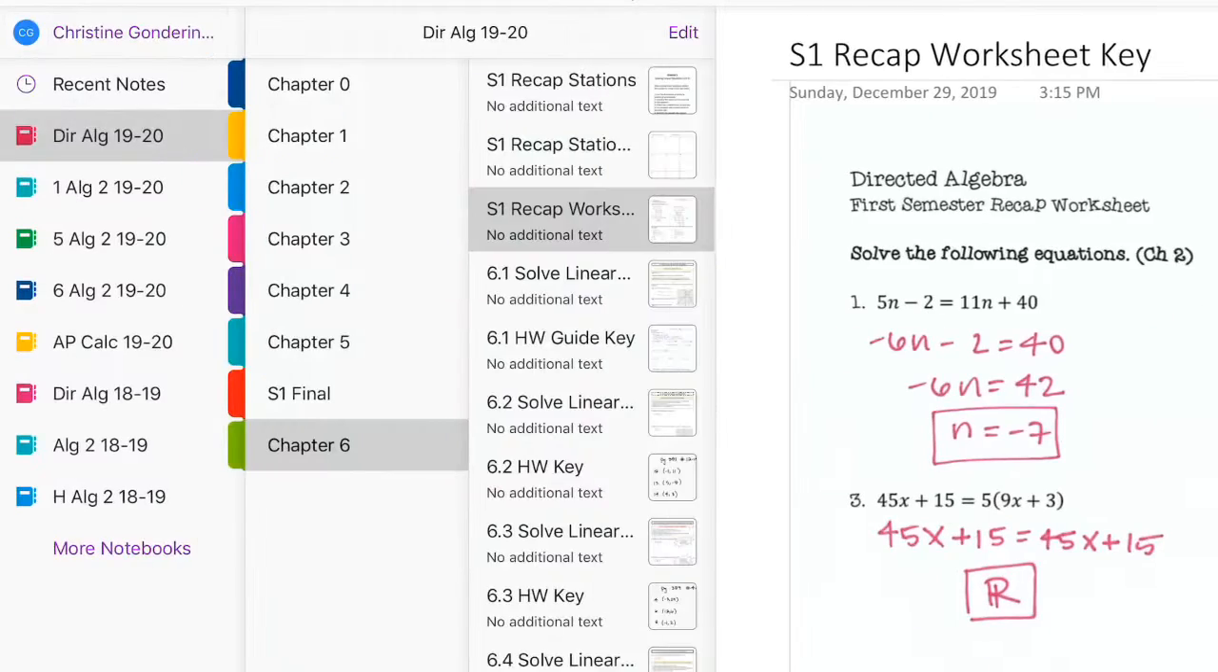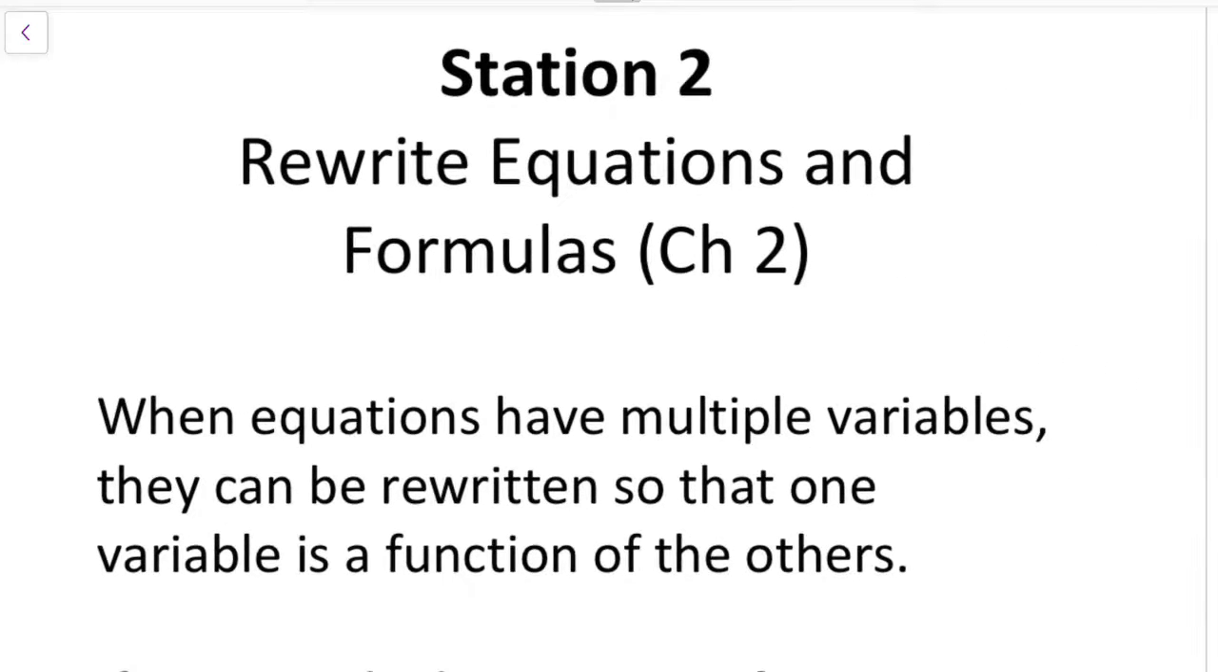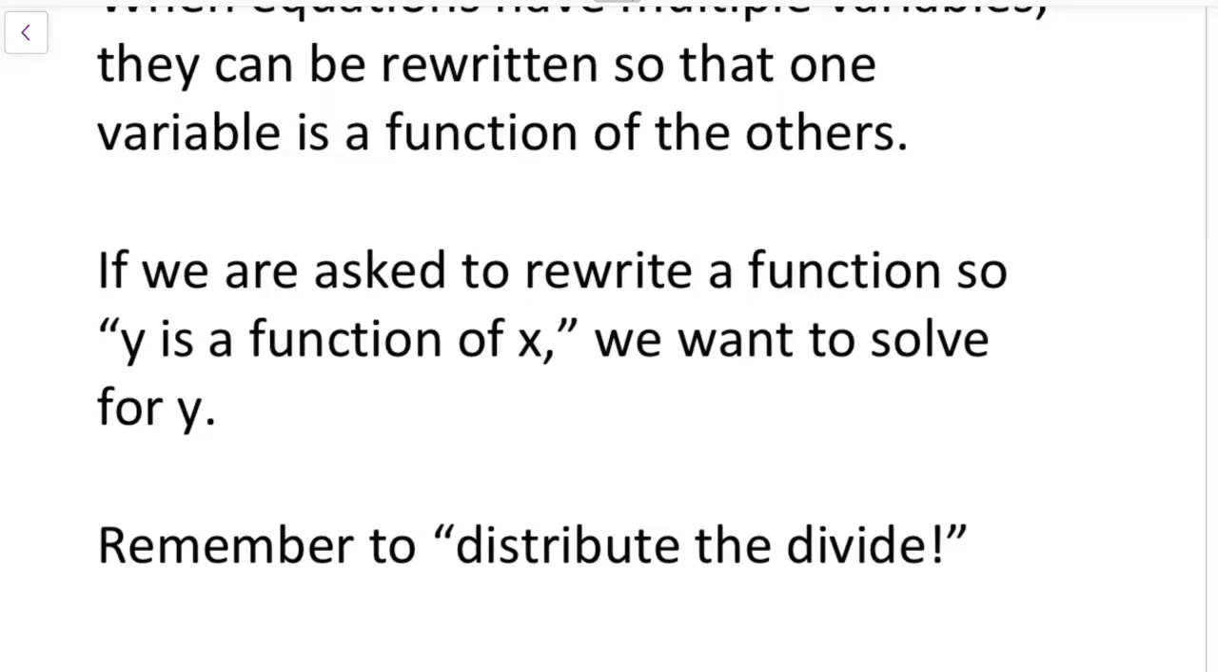Well, what is station 2 all about? Station 2 is all about rewriting equations and formulas, so rearranging things, moving things around. When equations have multiple variables, so x and y, for example, they can be rewritten so one variable is a function of the others, aka we can solve for whatever variable we want. If we're ever asked to write a function so that y is a function of x, we just want to solve for y. That's all we're really asked to do.